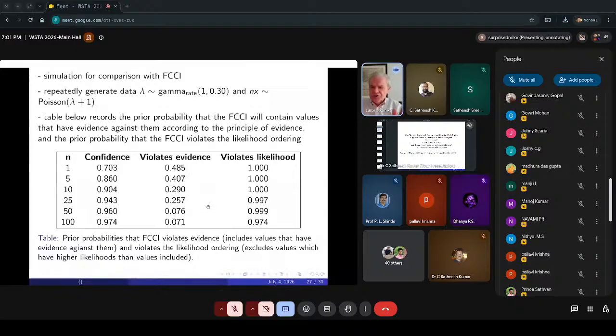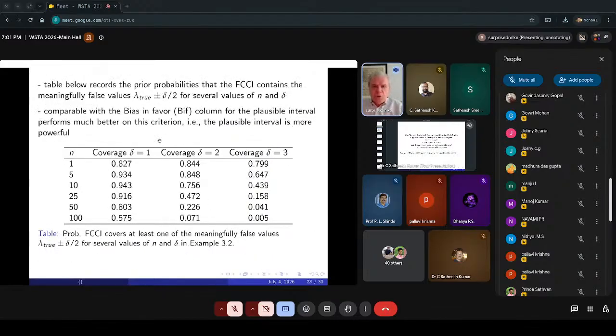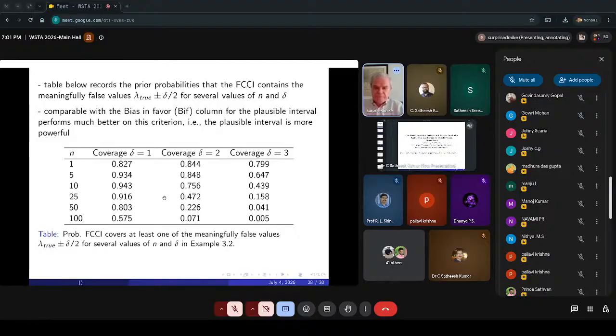And with one other table here, I want to calculate the probability in my simulation that the Feldman-Cousins covers false values, the meaningfully false values. And these probabilities are very high, at least compared to the probabilities for the plausible interval.